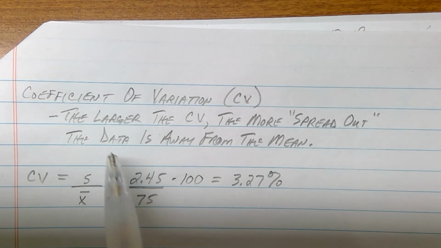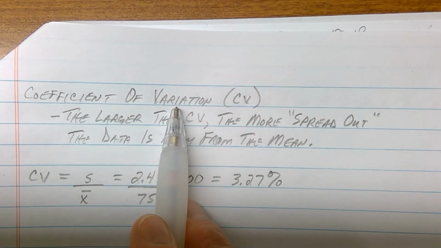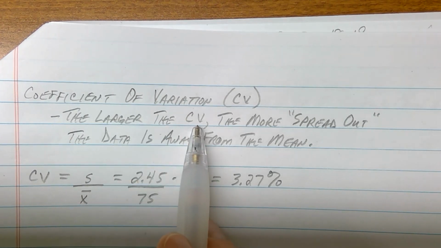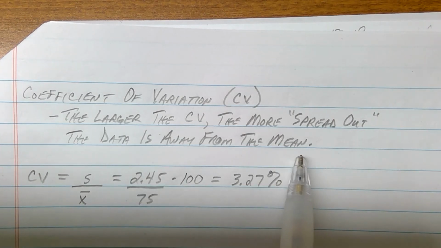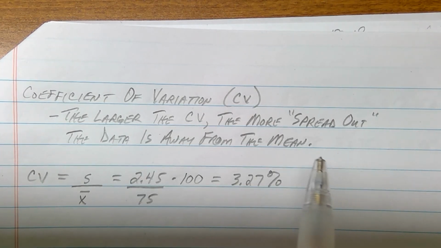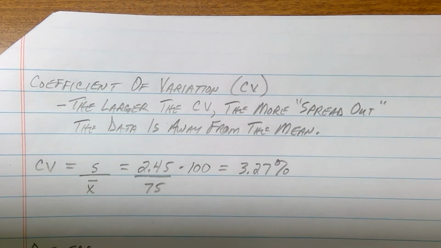All right, and I do want to show you one last thing. It's coefficient of variation. Remember we said everybody varies from average a little bit. The larger this calculation, CV, coefficient of variation, the more spread out your data is away from the mean. After you do a couple, you'll see how the coefficients of variation change, but it's just a measure of how spread out your data is.